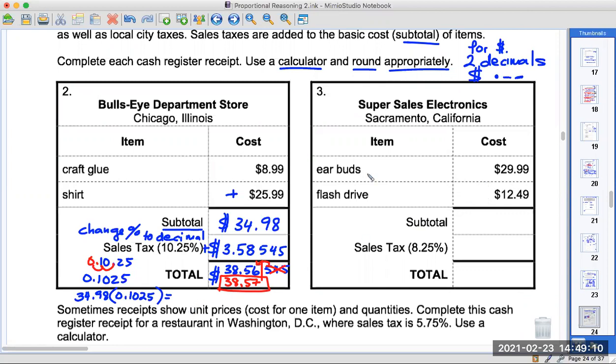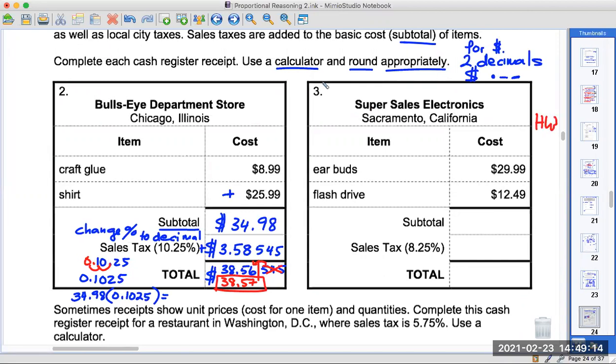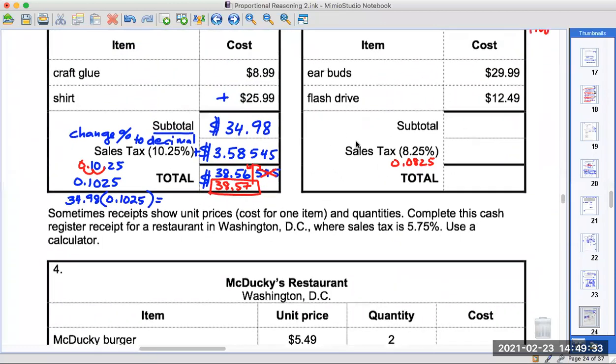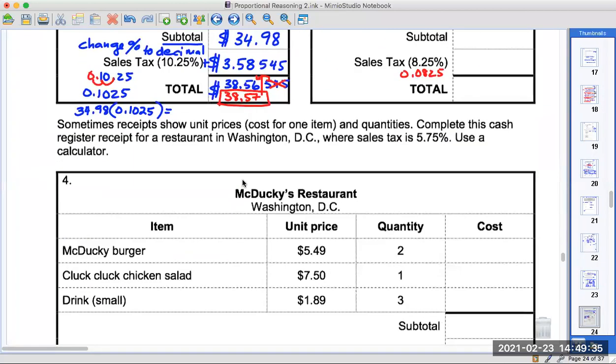I decided this one is homework. So this one, you're filling in yourself. Remember, 8.25%, the decimal is this. This is what you multiply with. Now we're doing this one together on the bottom. So skip this for right now, or you can pause the video.